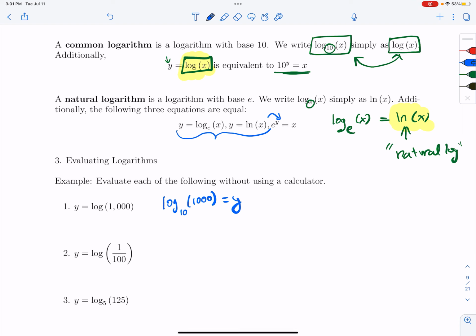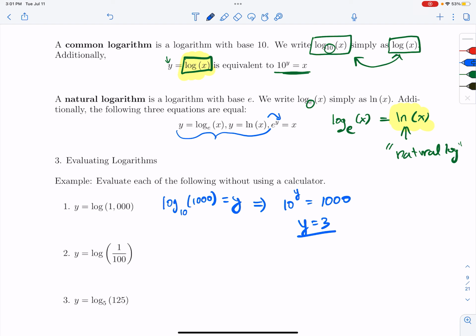Okay, so how you want to evaluate this is I would convert this to an exponential function. So this is 10, the exponent is y, equals 1,000. So the question is 10 to what power equals 1,000? And that's y equals 3. So that's the value for that one.